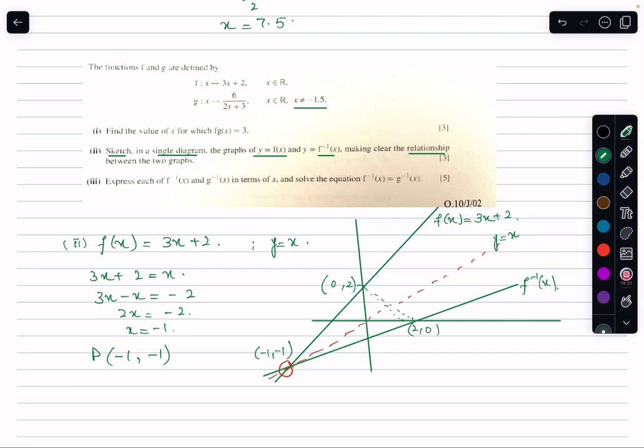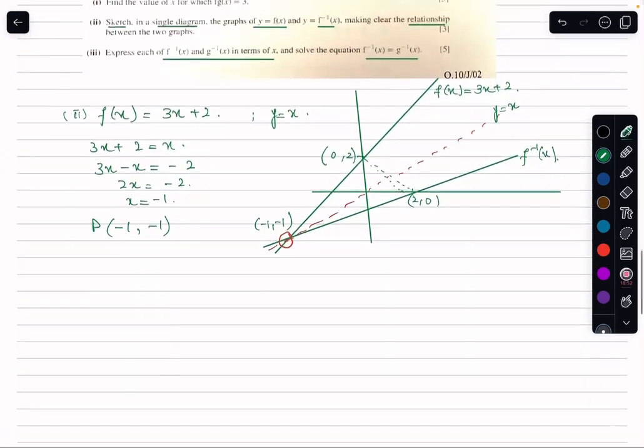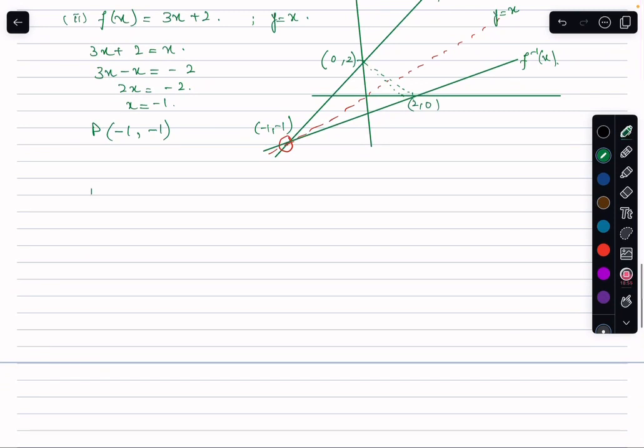Now the third part says express f inverse and g inverse in terms of x. Meaning first we have to find f inverse and g inverse in terms of x, and then we have to equate both of them to solve the equation. So let's get the inverse function mathematically, by calculation. The function given to us is f of x equals 3x plus 2, and g of x equals 6 divided by 2x plus 3.